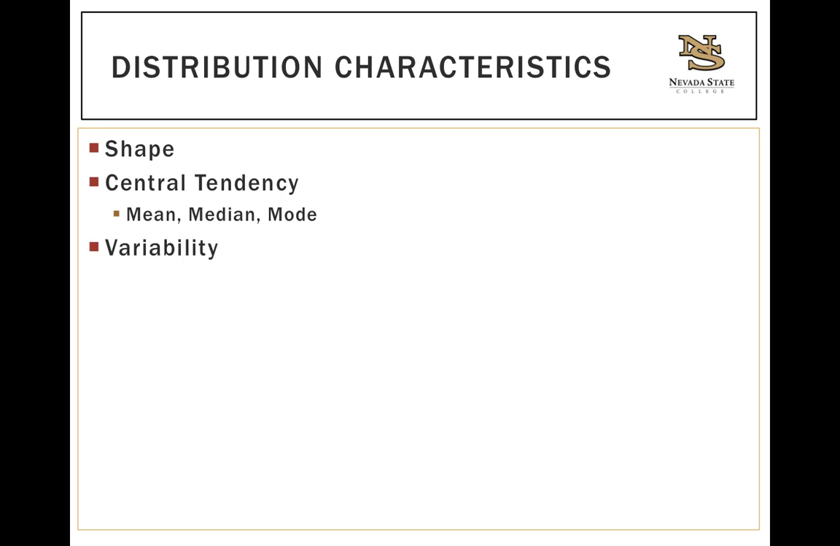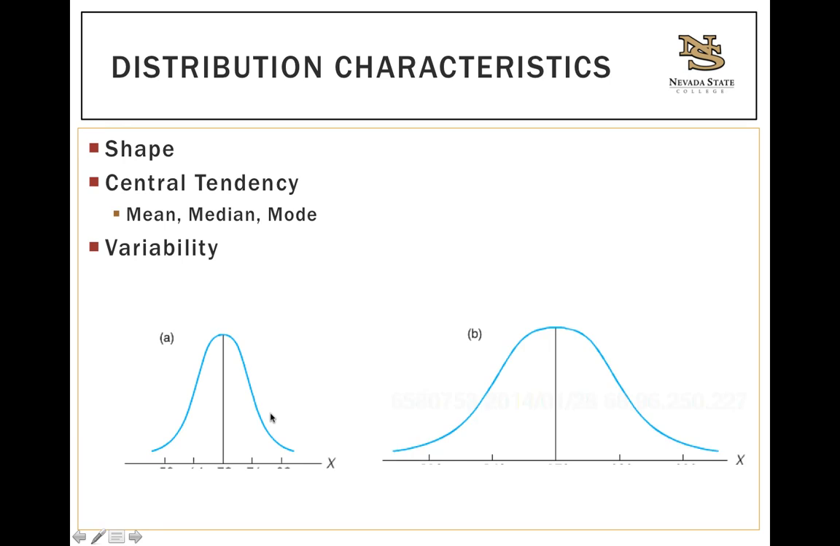Now we'll talk about the characteristic of variability, which is another way to describe your distribution. And this becomes very important when we move on to inferential statistics. So when we talk about variability, what we're talking about is how spread apart our scores are. So in this particular distribution, we can see that the variability makes the distribution seem very narrow, especially when we compare it to this distribution, which is much wider in its variability.